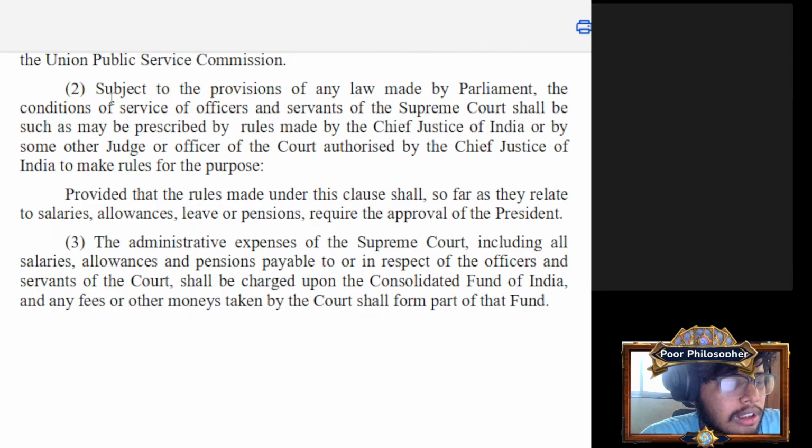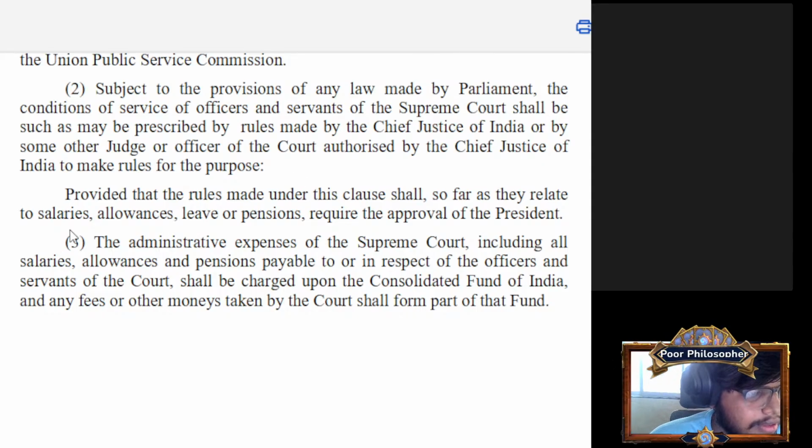Clause 2. Subject to the provisions of any law made by Parliament, the conditions of service of officers and servants of the Supreme Court shall be such as may be prescribed by rules made by the Chief Justice of India or by some other judge or officer of the court authorized by the Chief Justice of India to make rules for the purpose. Provided that the rules made under this clause shall, so far as they relate to salaries, allowances, leave, or pension, require the approval of the President.